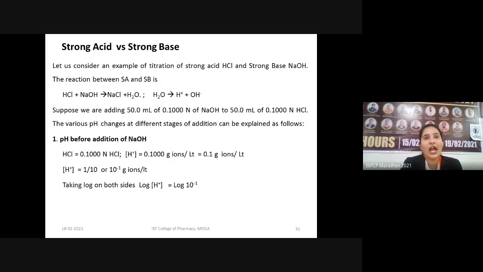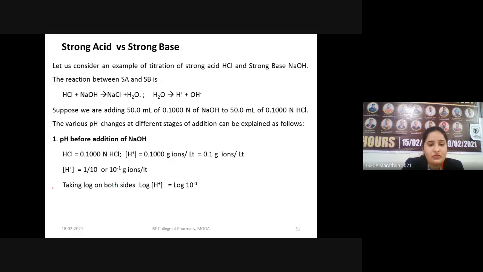At point number 1, we do not have any other ion since we have not introduced sodium hydroxide solution in it. At point number 1, we have only HCl solution. So we have only H positive ions in our medium. So the concentration of H positive ion is exactly the same as the concentration of HCl, because HCl is directly going to dissociate into H positive ions and Cl negative ions. So the concentration of H positive ions is 0.1, or we can also write it as 10 raised to power minus 1.